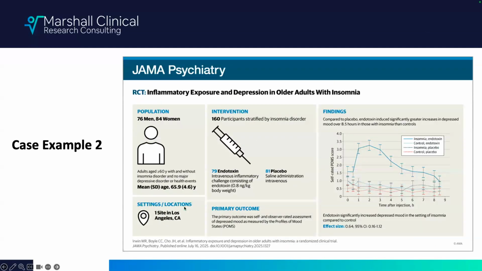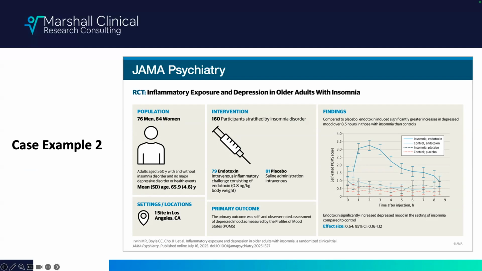All right, and for our next case example, over to you, Fernanda. Thank you. So I chose this paper published in JAMA Psychiatry, a well-renowned journal. This is a randomized clinical trial, an RCT, on inflammatory exposure and depression in older adults with insomnia. The population was 76 men and 84 women, divided into two groups, one taking placebo and one with endotoxin, and they compared the effects between these two groups.